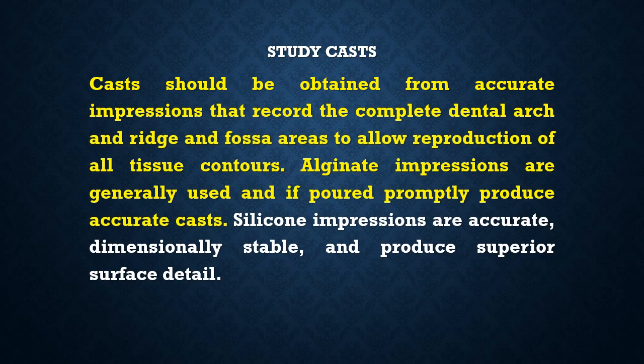Well, we jump to another subject, which is the study cast. The study cast should be obtained from an accurate impression that records the complete dental arch and ridge and fossa area to allow reproduction of all tissue contour. Alginate impressions are good, but if you want to be more precise, you can use silicone impression material, which is more accurate, dimensionally stable and produces superior surface details.